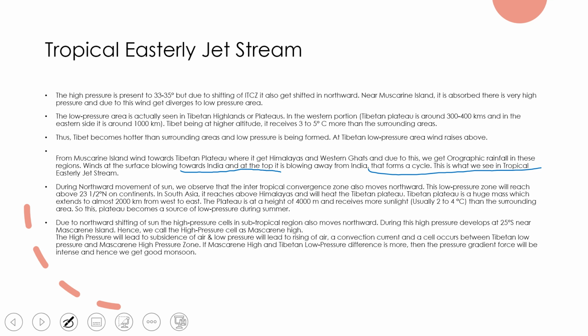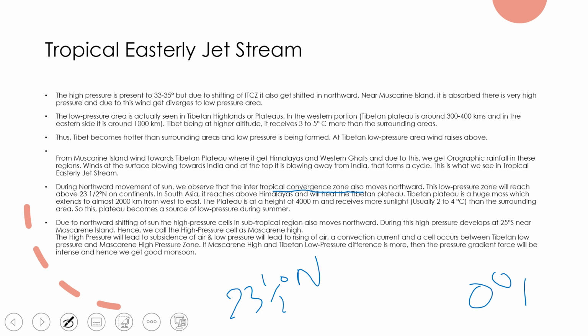Okay, so during the northward movement of the sun, we observe that the intertropical convergence zone, ITCZ, also moves northward. So this low pressure zone will reach above 23.5 degrees north. Earlier, in the normal situation, we see it at 0 degree equator, but as the sun moves, the ITCZ will move to 23.5 degrees north. It is not that the 0 degree will not be in low pressure. It will be in low pressure, but in comparison with the ITCZ, it will not.